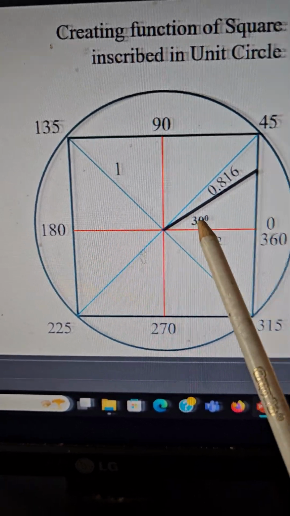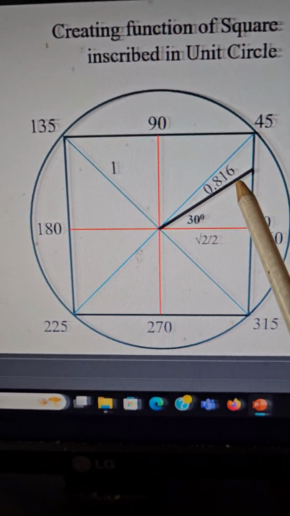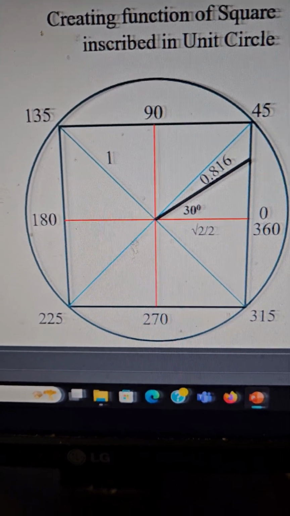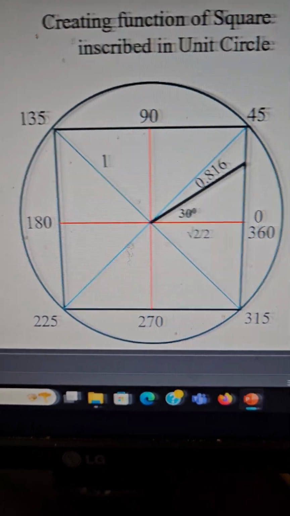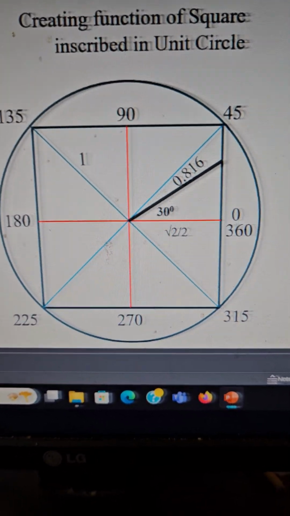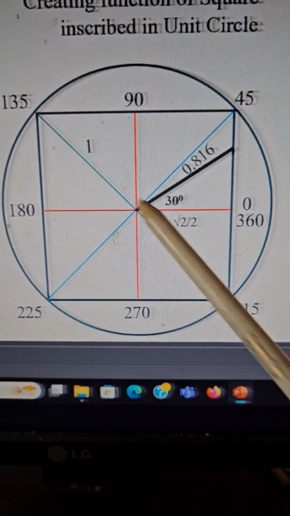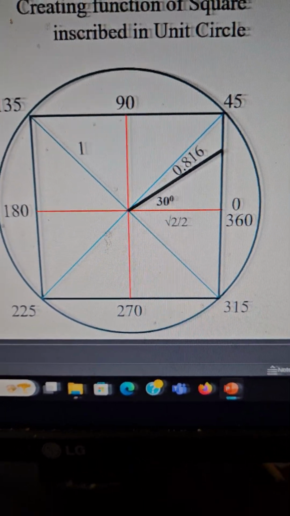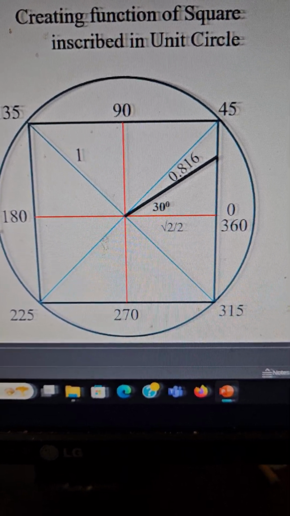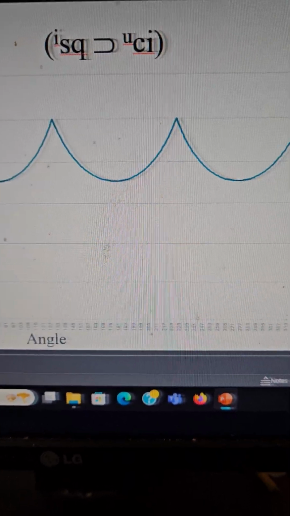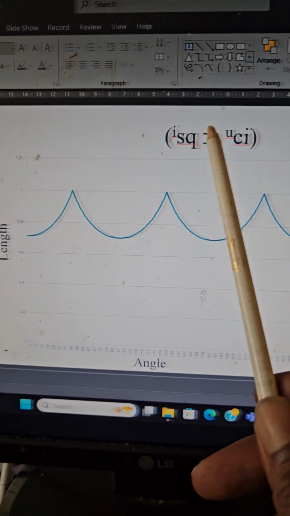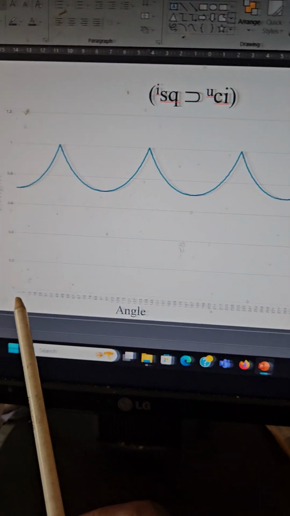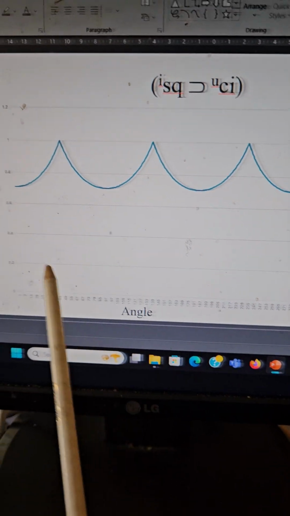And at 30 degrees, this is 0.816. I'm not going to go into the detail of it with you, but for the maths, use an Excel spreadsheet or you will never finish it. And from here, this line we know is 1. So we have key measurements, and from those key measurements, we get the inscribed square inside the unit circle. This is what we get from 0 degrees to 360 degrees. As you can see, that's the angle, that's the length.